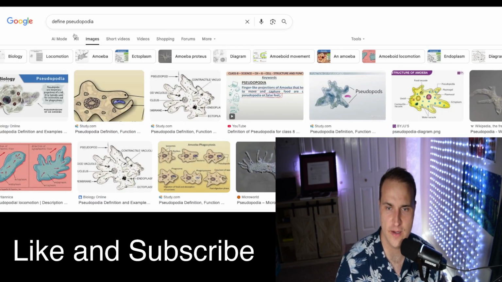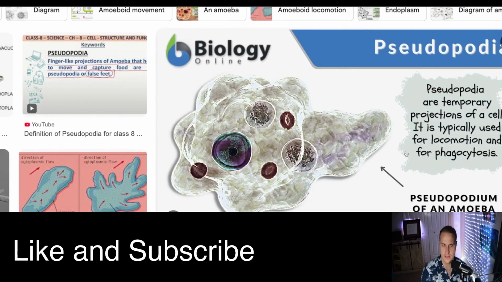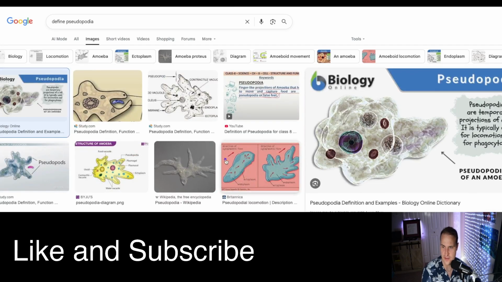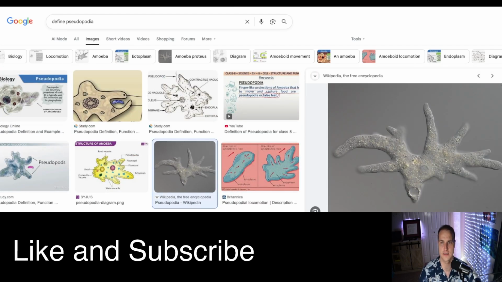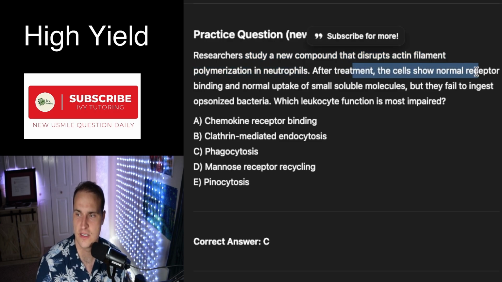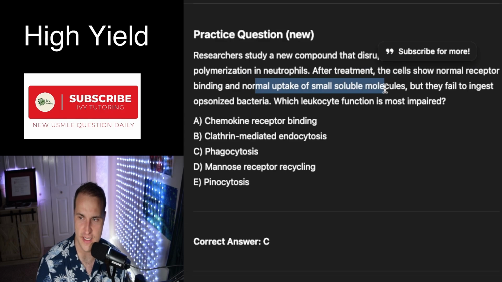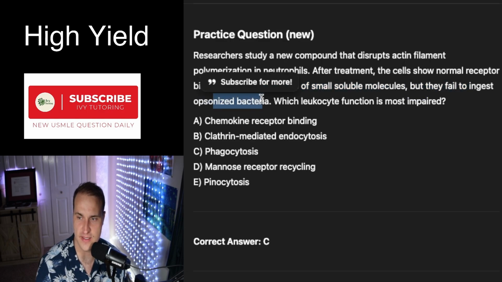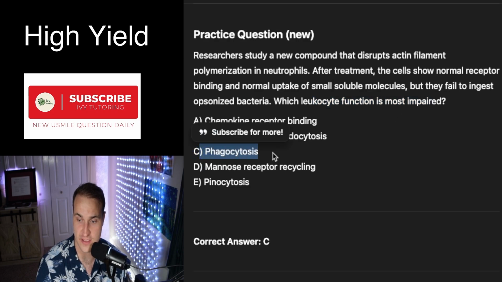Okay, here we get to talk about pseudopodia for 41. So here are the temporary projections of the cell used for locomotion and phagocytosis. Check it out. Look at this. Now let's do this question. Researchers study a new compound that disrupts actin filament polymerization in neutrophils. After the treatment, the cells show normal receptor binding and normal uptake, but they fail to ingest opsonized bacteria. Which leukocyte function is most likely impaired? The answer is phagocytosis, surprisingly.